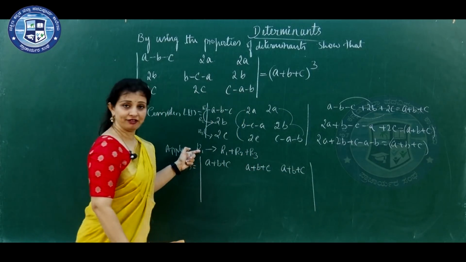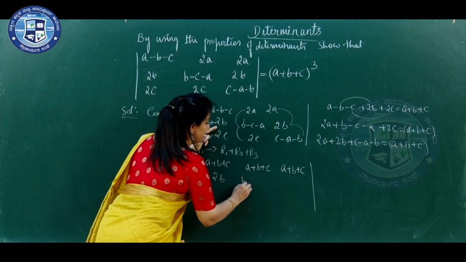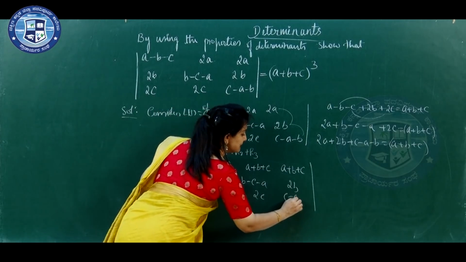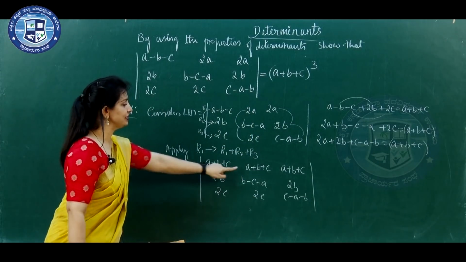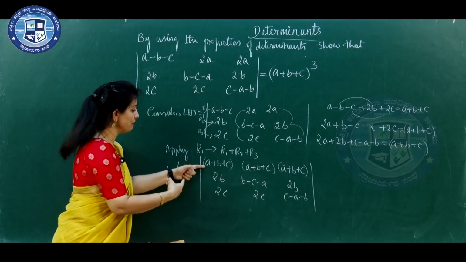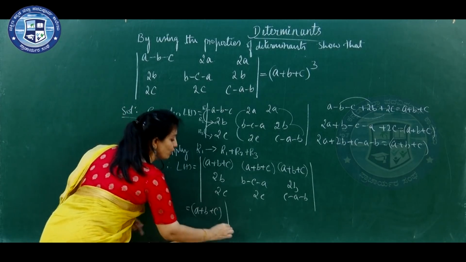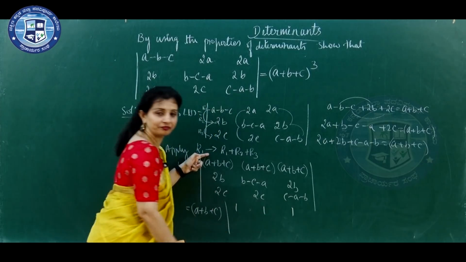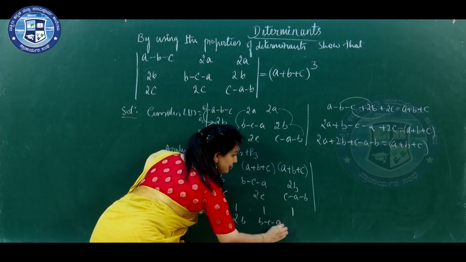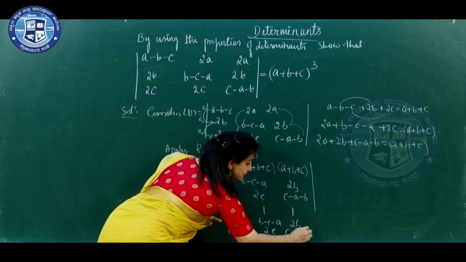We are just changing the first row elements, second row and third row elements remain the same. So, it is 2B, B minus C minus A, 2B, 2C, 2C, C minus A minus B. Okay. Here look at the first row elements, each element is nothing but A plus B plus C. Take the common term A plus B plus C out. So, it is A plus B plus C when it is taken out. What are the first row elements? 1, 1, 1. Okay. Second row and third row as it is, 2B, B minus C minus A, 2B, then 2C, 2C, C minus A minus B.